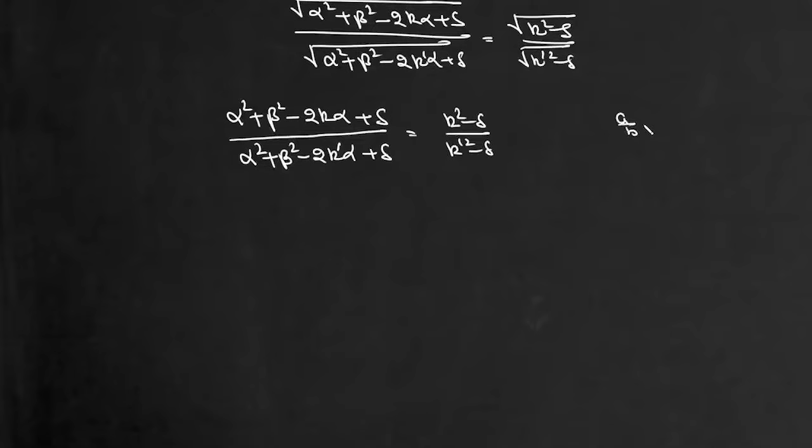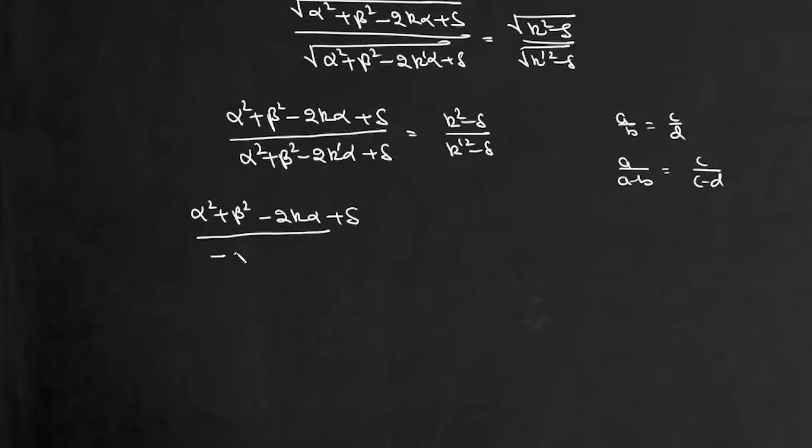Now we know that if a upon b equals c upon d, then a upon a minus b will be equal to c upon c minus d. So we can write alpha square plus beta square minus 2k alpha plus delta upon, and if we subtract this, we can write minus 2 alpha, k minus k dash, and this is equal to k square minus delta, and it is k square minus k dash square.